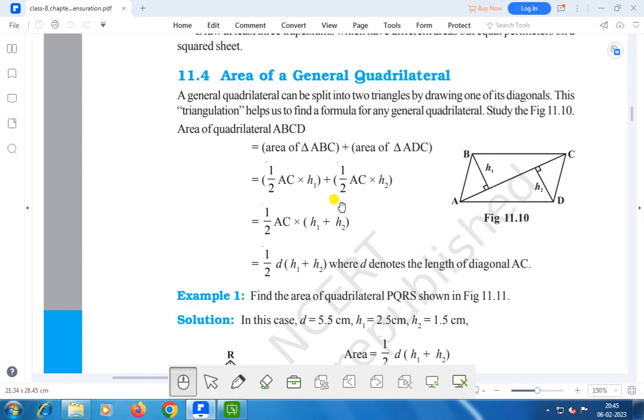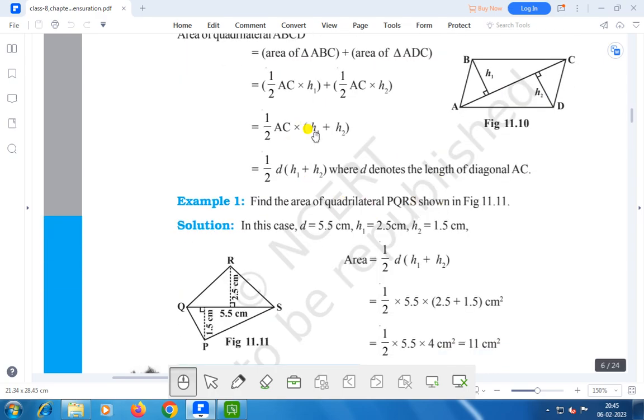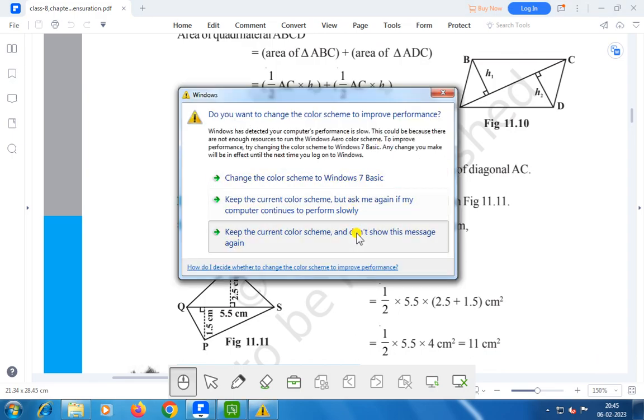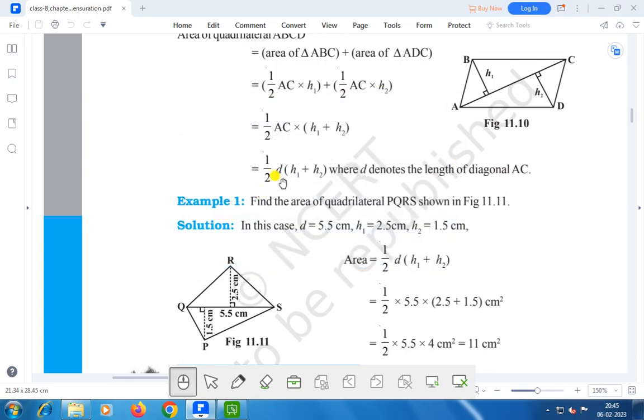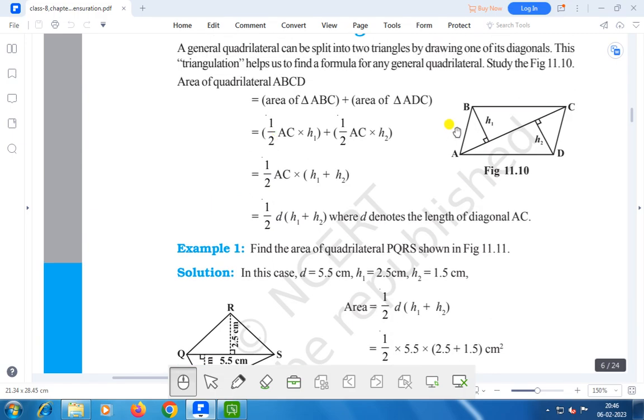The area of a triangle is half base into height, that is half into AC into H1 plus half AC into H2, right? Therefore, half AC into H1 plus H2, that is equal to 1 by 2 into d into H1 plus H2, where AC is the diagonal and d denotes the length of the diagonal. In this way, you can find the area of this quadrilateral ABCD, that is half d into H1 plus H2.